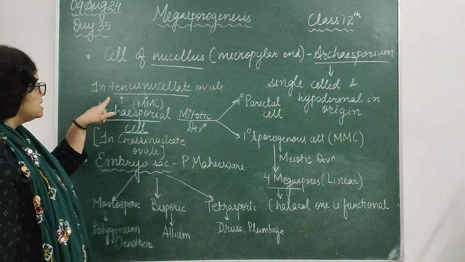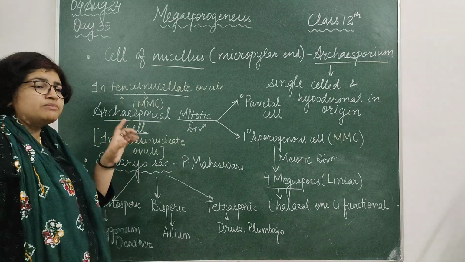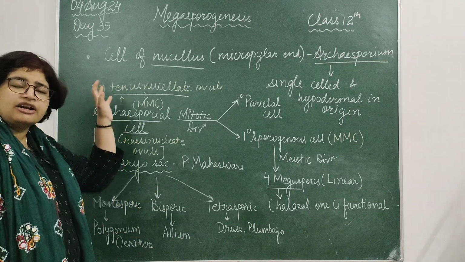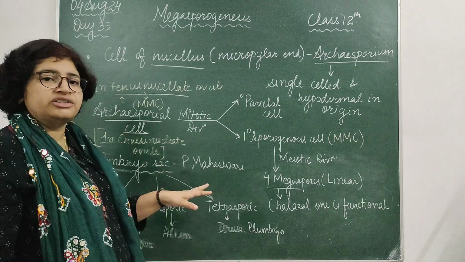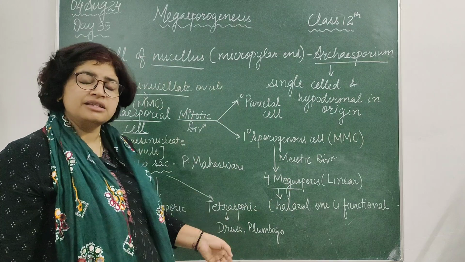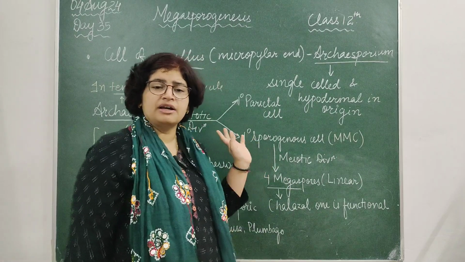Whereas in case of tenuinucellate ovule, this archaeosporium itself acts as megaspore mother cell, and this cell will undergo the meiotic division directly to form 4 megaspores. But in both the cases, only one megaspore is functional. That is the chalazal end megaspore.